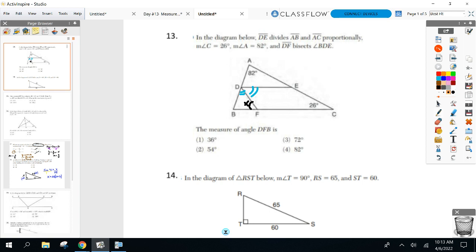So this is going to be similar triangles. All right, let's start here. Can you find angle B? How can I find angle B? Big triangle adds up to 180. I already know 2. Where am I at here? 180 minus 82 minus 26, 72. Yeah. So that angle right there is 72. All right, divides it up proportionally.